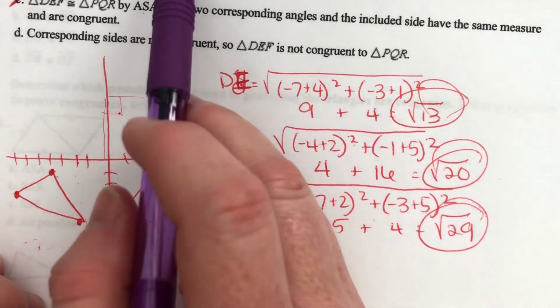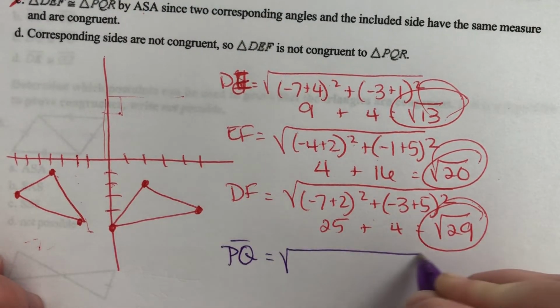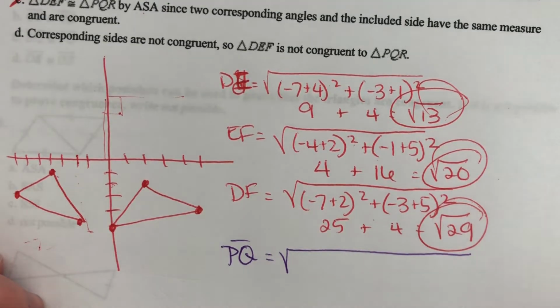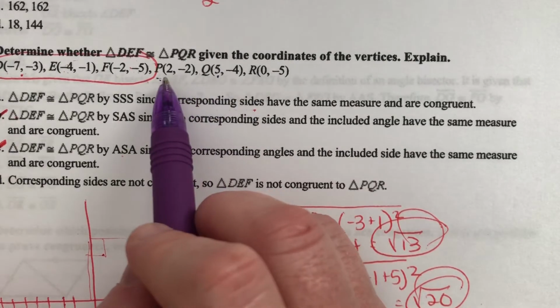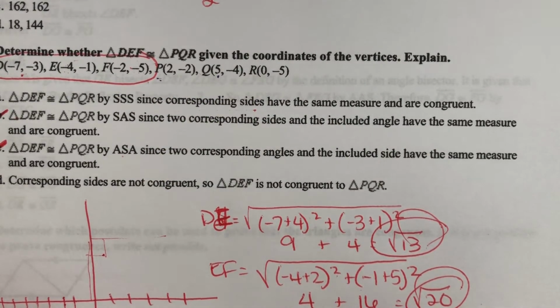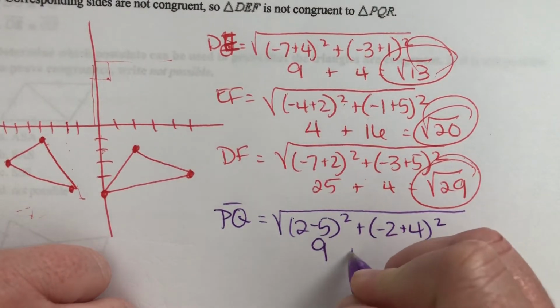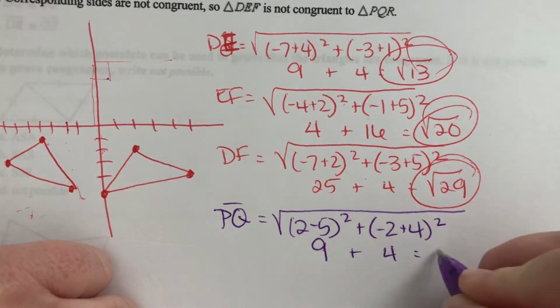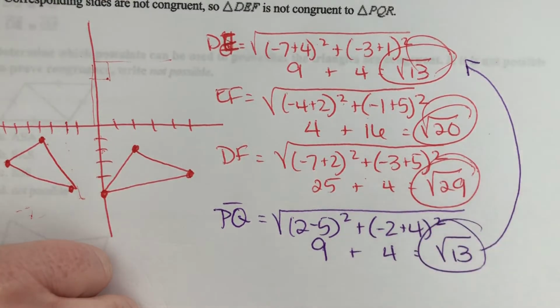Okay, so first side I want to find is PQ. It doesn't matter if I'm finding the corresponding sides. I just need to find one side that's the same as one of these, right? PQ, if I'm looking up here, I get 2 minus 5 squared plus -2 minus -4 squared. Do the math. 2 minus 5 is -3. -3 squared is 9. 2 squared is 4. Square root of 13. Okay, so far, we have 2 sides that match up.